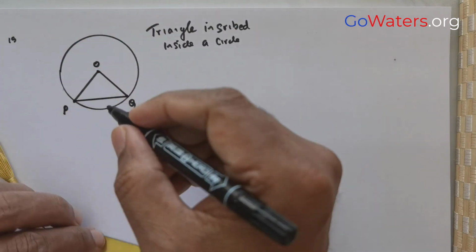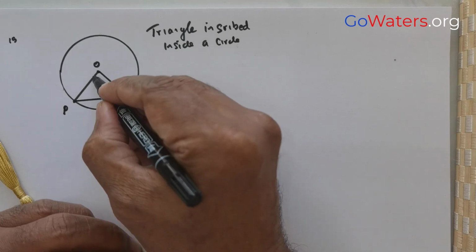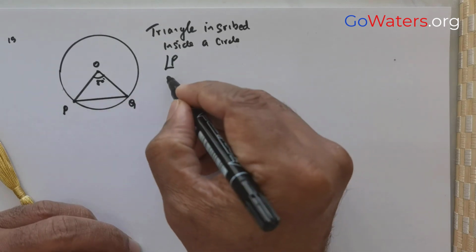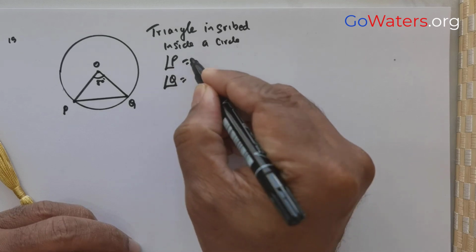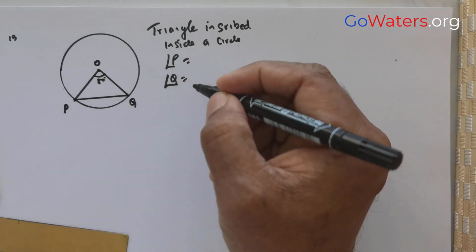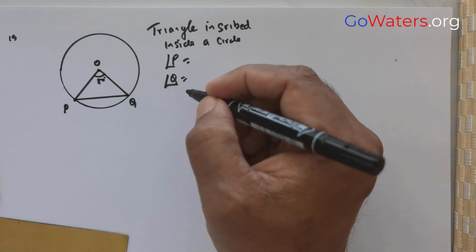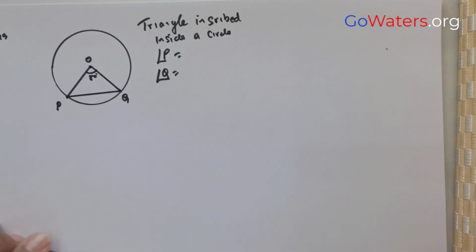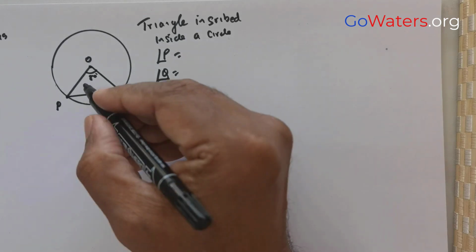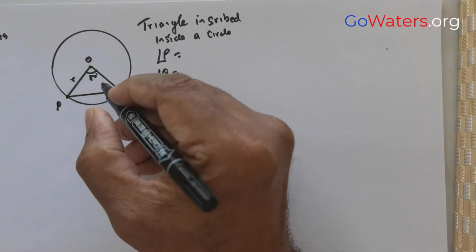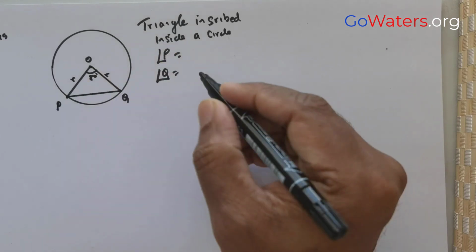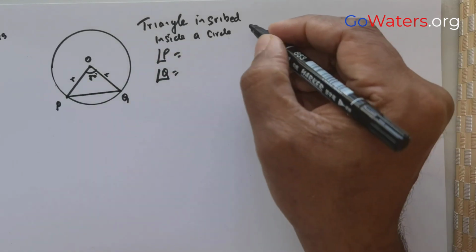Okay, now imagine this angle is 80 degrees and they are asking for the angle P and angle Q. Can you give the angle for P and angle for Q? Pause the video and then work it out. Okay, let me give you the solution. Now clearly this is a radius, right? OP is a radius and OQ is a radius. So two sides are equal here.